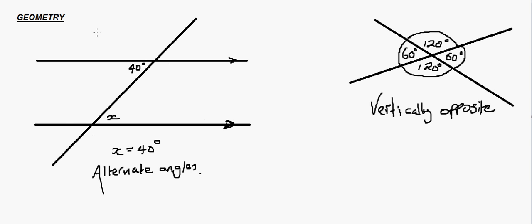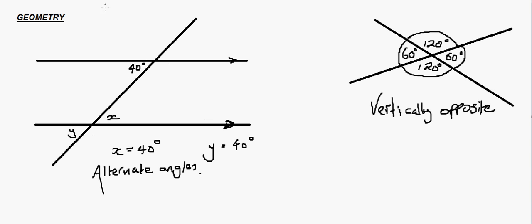Now if they said, for example, what is the angle of Y, well, we could say again that they're opposite, so we could say that Y equals 40 degrees, and we would say that they are vertically opposite. Okay, so alternate angles jump the line. Okay, vertically opposite means that they are literally just that, they are just opposite one another and they are equal.